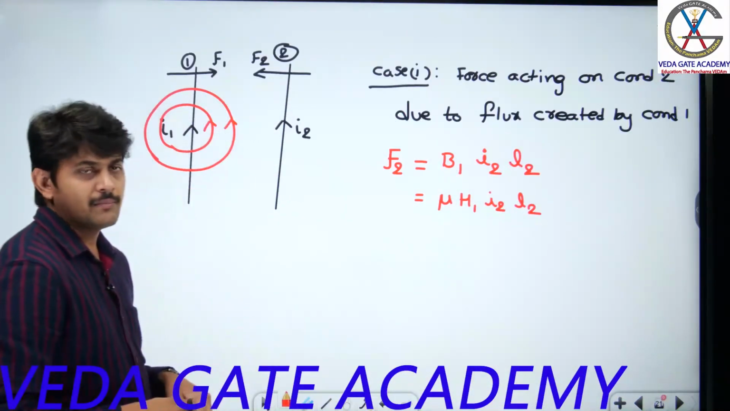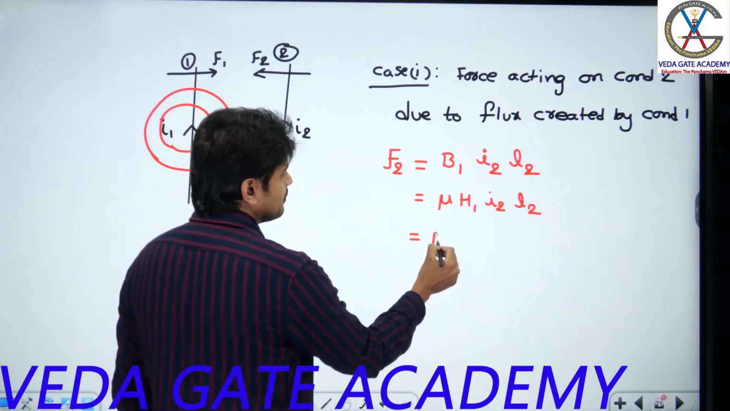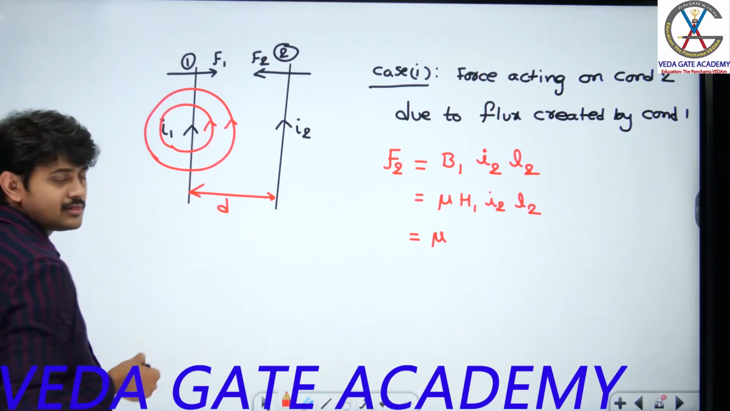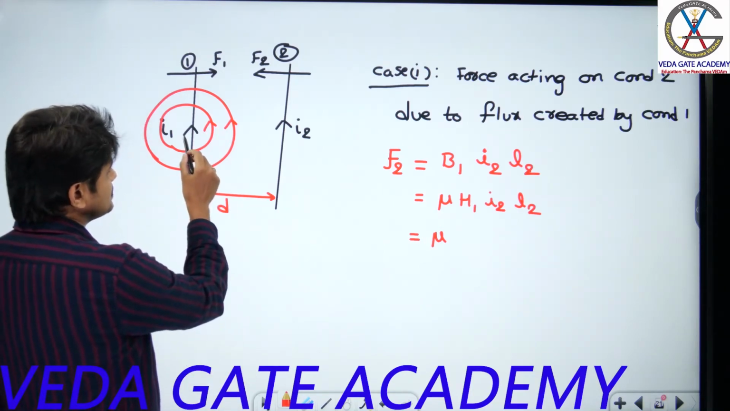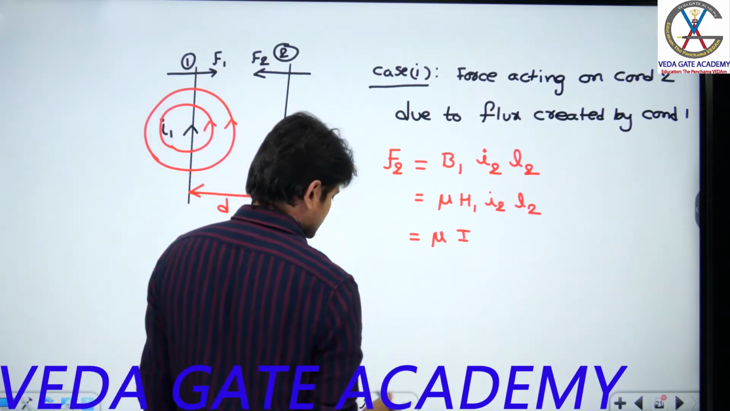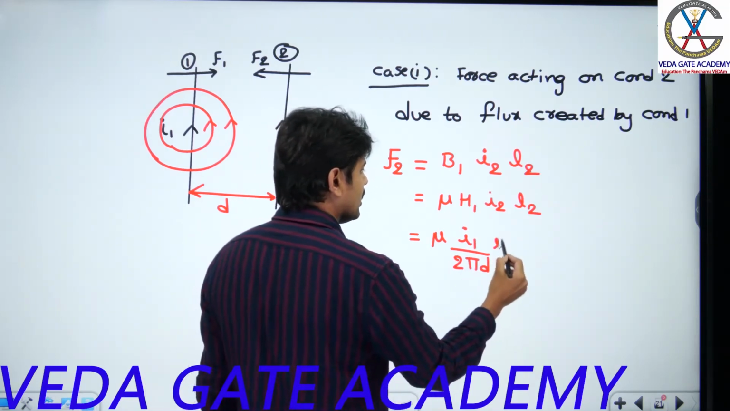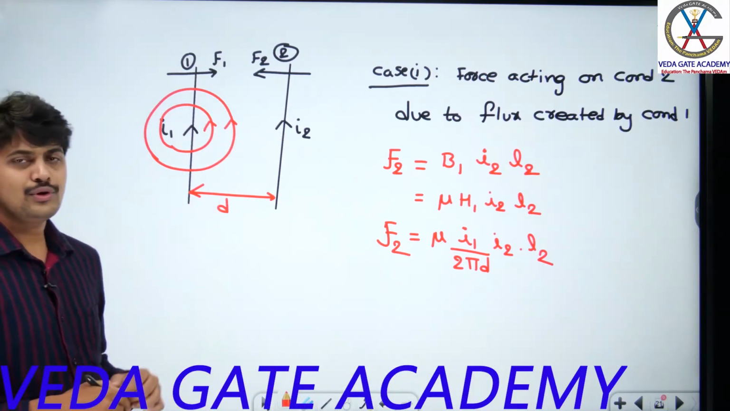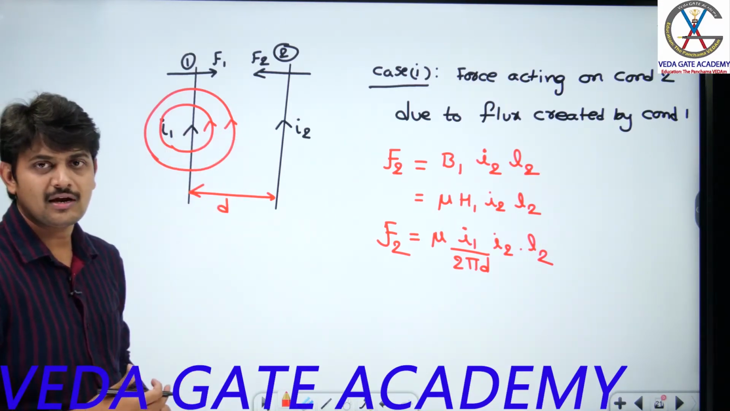So F2 equals B1 into I2 into L2, where B1 is mu into H1. Now can you tell me the value of H1? Let us assume the distance between these two conductors is d. Then H1 is equal to I1 divided by 2 pi d, into I2 into L2. This is my force acting on conductor 2 due to flux created by conductor 1.